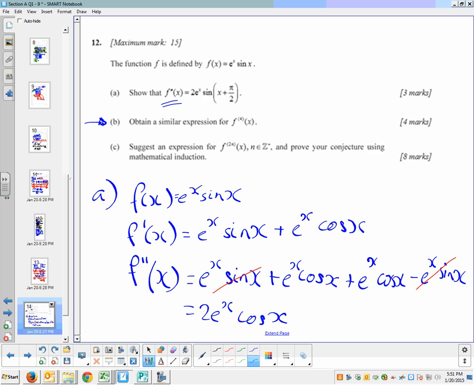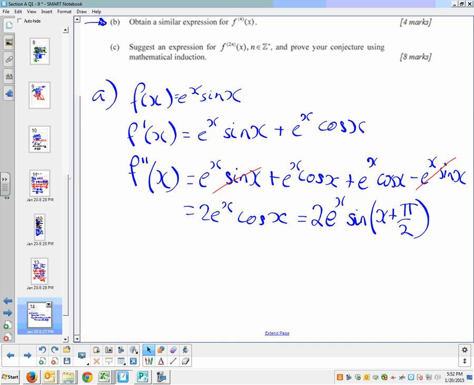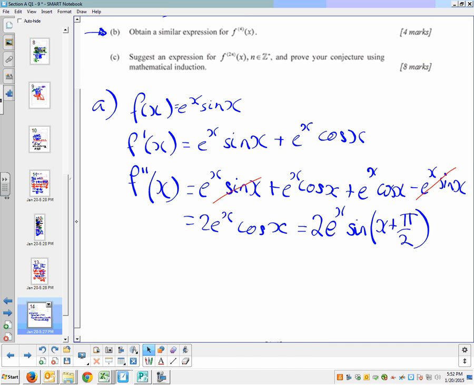That's not quite enough. It wants you to use the fact that cos x equals sine of x plus pi by 2. So 2 e to the x sine of x plus pi by 2. That's part A. B, obtain a similar expression for f4 of x. These things are structured in such a way that the structure is trying to help you.